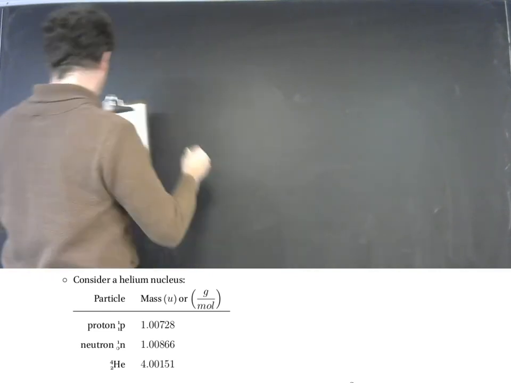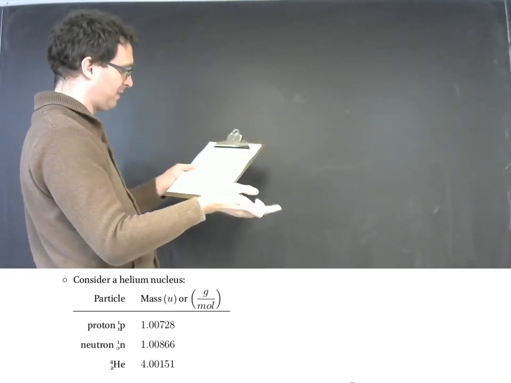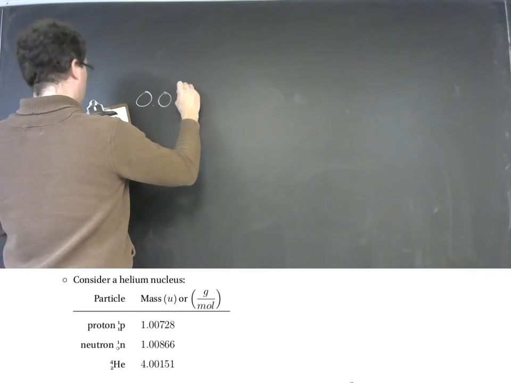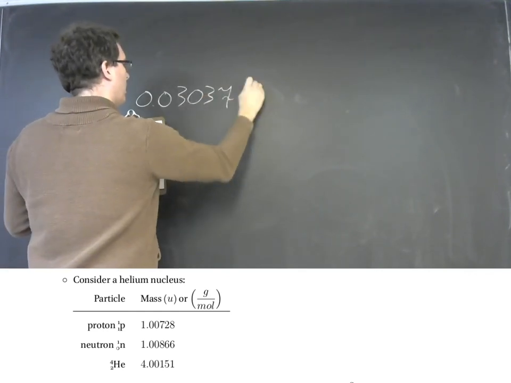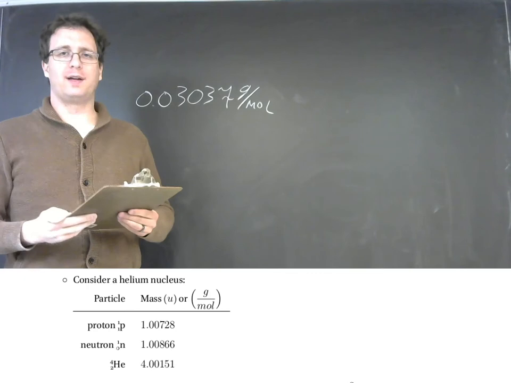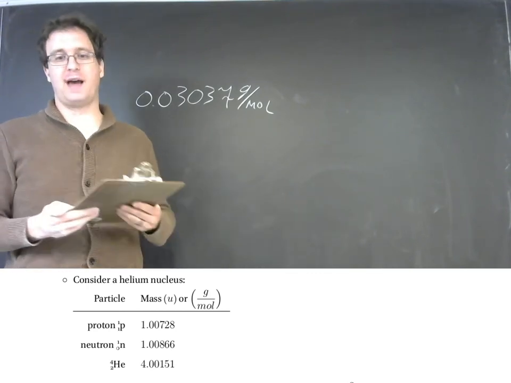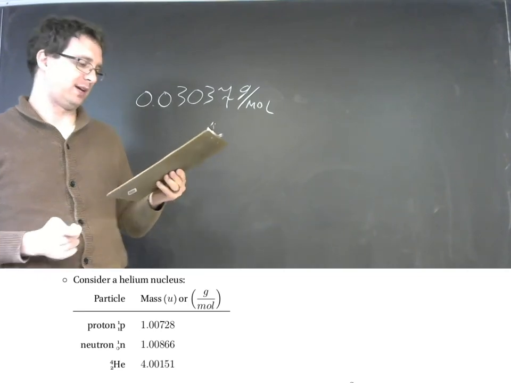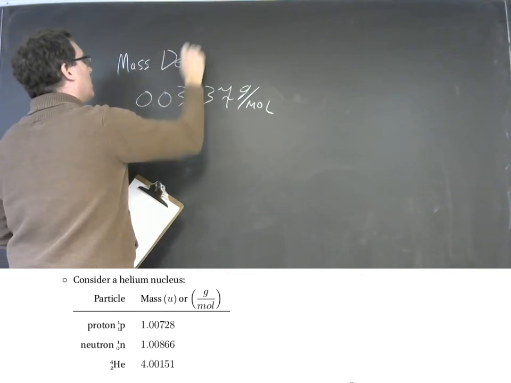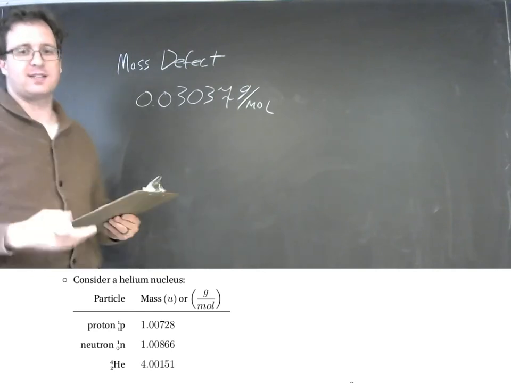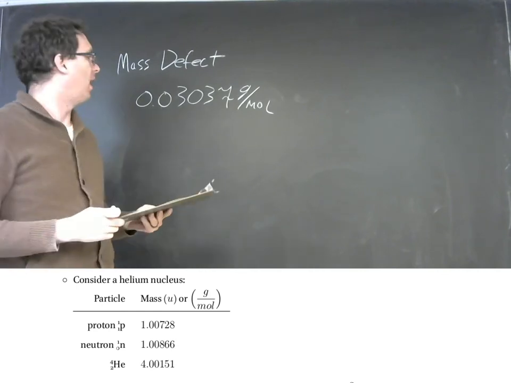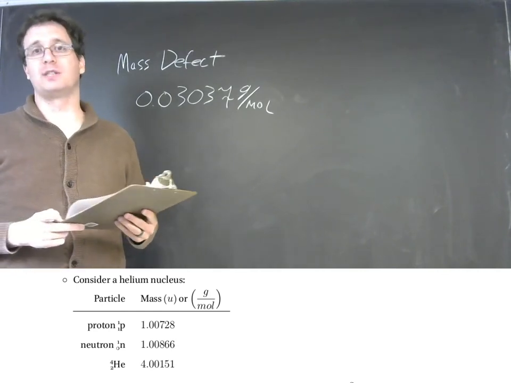So take the mass of helium and compare it to 2 times the mass of the proton and 2 times the mass of the neutron, and you find out that you are missing 0.03037 grams per mole. That's not a small amount. That's about 10 times the mass that was lost through the uranium alpha decay process. This is called the mass defect. The mass defect is the amount by which the mass of a nucleus is less than the sum of its parts.